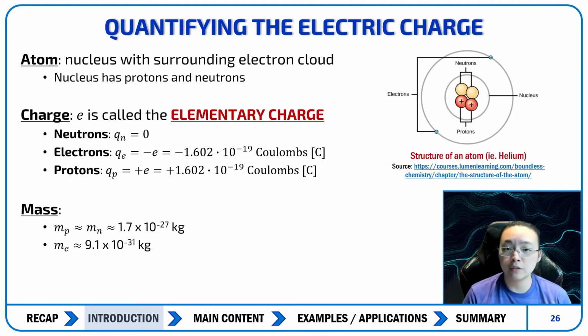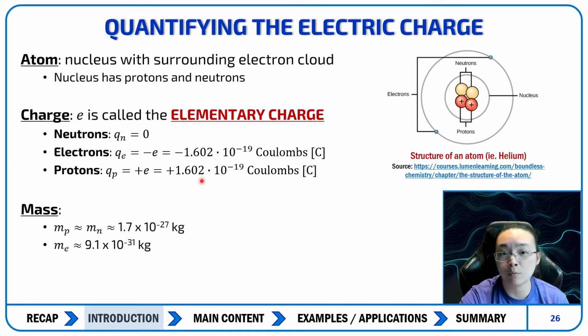Now, let's start a discussion of electric charge by looking at an atom. A modern day picture of the atom is presented here, where the central nucleus is made up of neutrons and protons. The protons are positively charged and the neutrons are neutral. They are then surrounded by a cloud of negatively charged electrons. Both protons and electrons have the same magnitude of charge, approximately 1.6 times 10 to the negative 19 coulombs. The only difference is whether it's positive or negative.